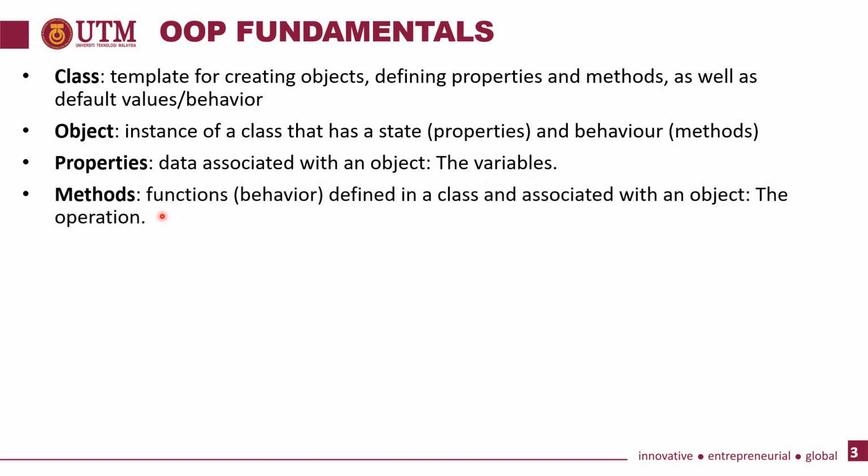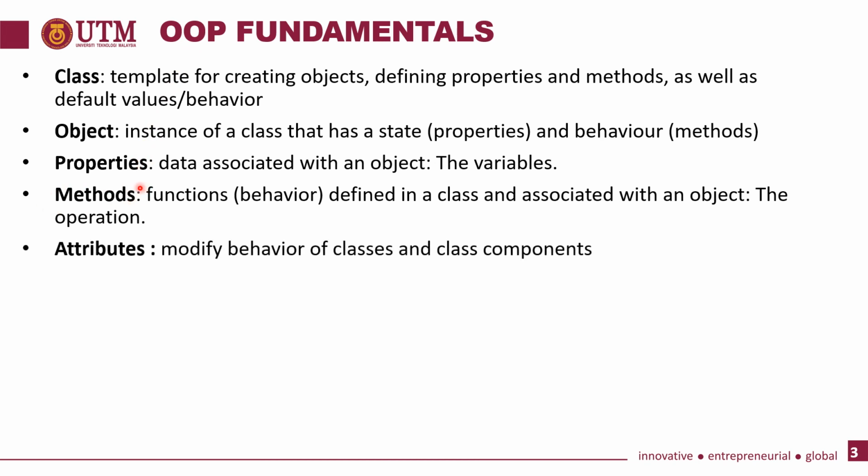Next is methods. Methods are basically functions inside the class. The class is like an idea to solve a problem. In order to solve the problem, you need variables or data, which in OOP we call properties. Then what will you do with the data? You need some functions, and in OOP the functions are called methods. Alright, next you have attributes. Attributes are used to modify the behavior of a class and class components.